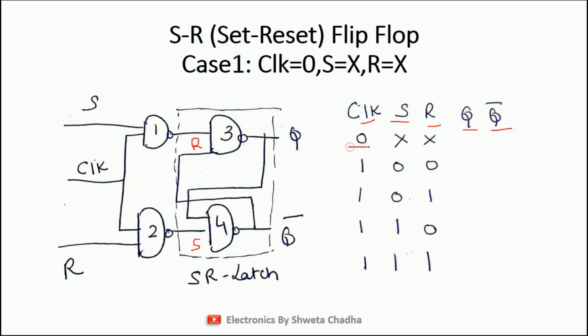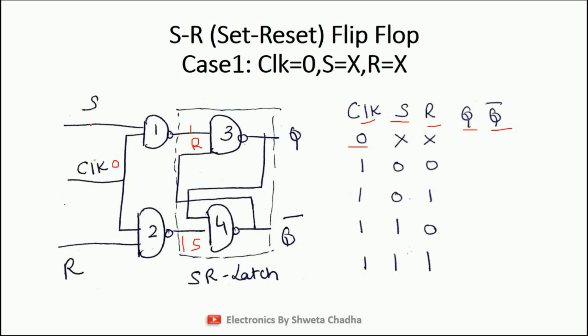The first case I have taken is when the clock is 0. I have written a cross here. Cross means a don't care term. What does it mean? It means that S and R can have any value, 0 0, 0 1, 1 0, 1 1, and it will not have any effect on the output. As you can see, when the clock is 0, a minimum of 1 input is 0, so the output is 1. Once again, a minimum of 1 input is 0, so the output is 1. As you can see, there is no impact of the values of S and R.